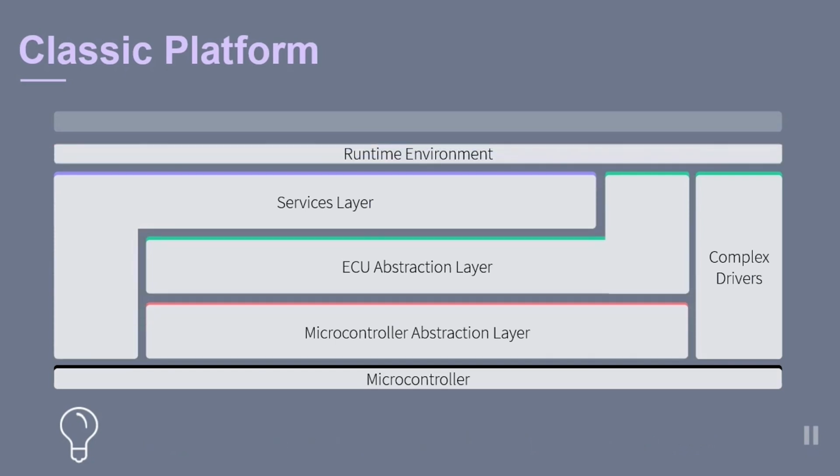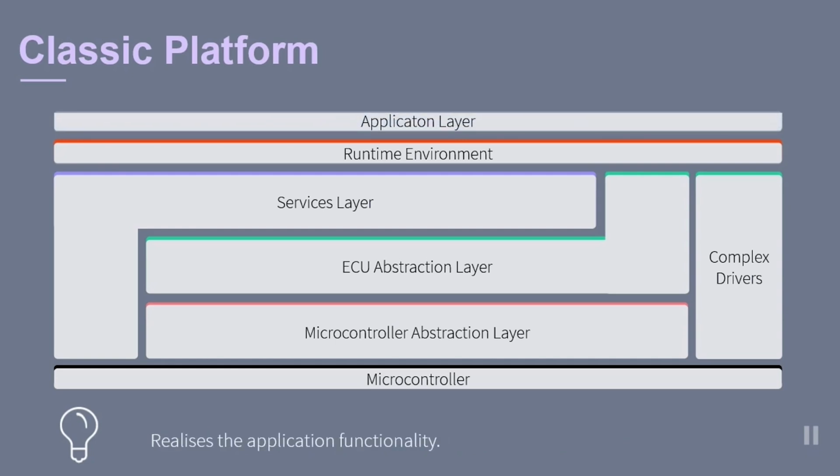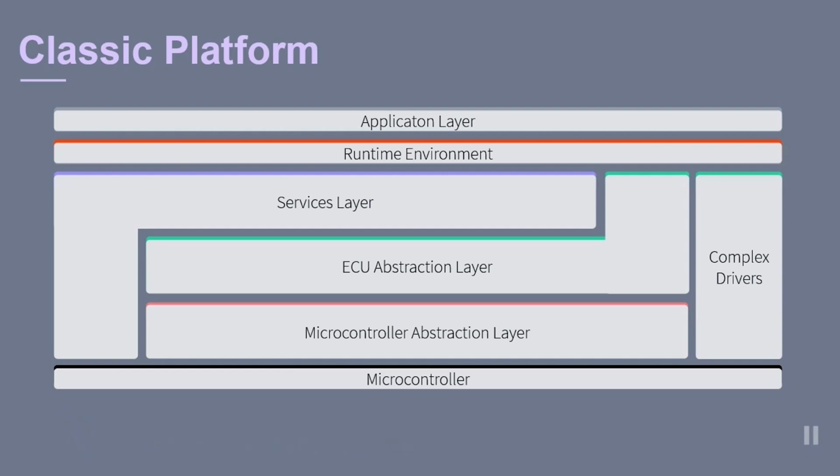Above the basic software lays the runtime environment. This layer provides communication services to the application software. The AUTOSAR software components communicate with other components and services via the runtime environment. The main task of this layer is to make the AUTOSAR software components independent from the mapping to a specific ECU. The application software layer realizes the application functionality. This layer is mostly hardware independent and consists of different software components.